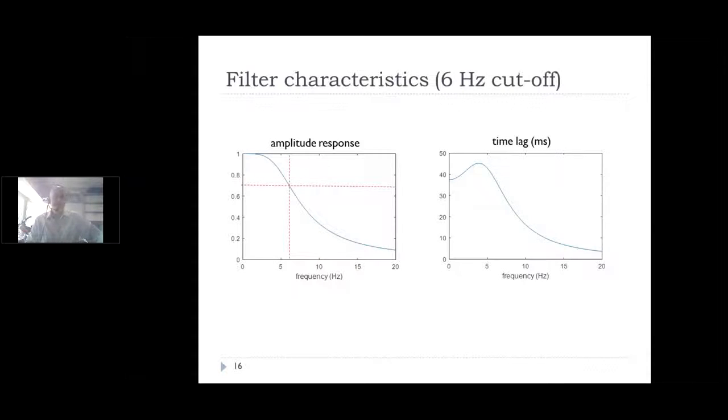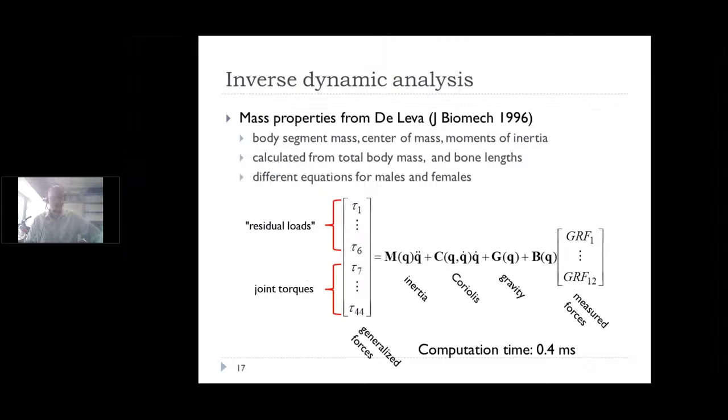If you use 6 Hertz, you get this amplitude response, which is exactly the second-order Butterworth filter. What is important, what you don't normally have in offline analysis, is this time lag. In offline analysis, we use a zero lag filter, but you can't do that in real time because zero lag requires data from the future. So we always have a little bit of a time lag, and it's about 40 milliseconds when you use a 6 Hertz cutoff. So it's not much, but you have to be aware of it.